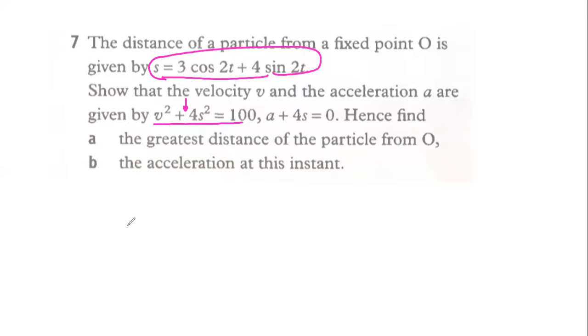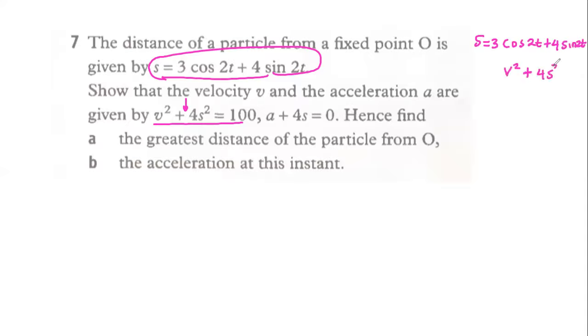So what are we going to do? Allow me to first write our displacement: 3 cos of 2t plus 4 sine of 2t. And what are we showing? We are showing v squared plus 4s squared is equal to 100.